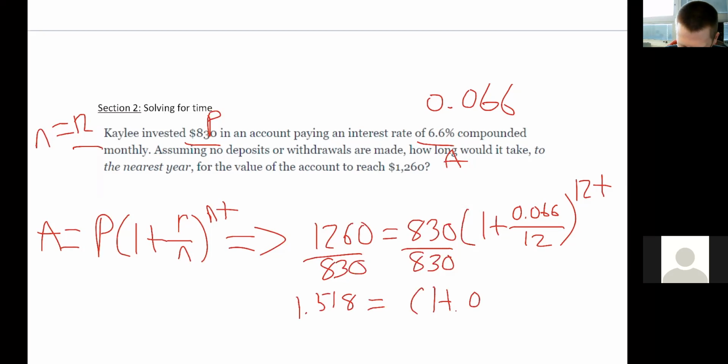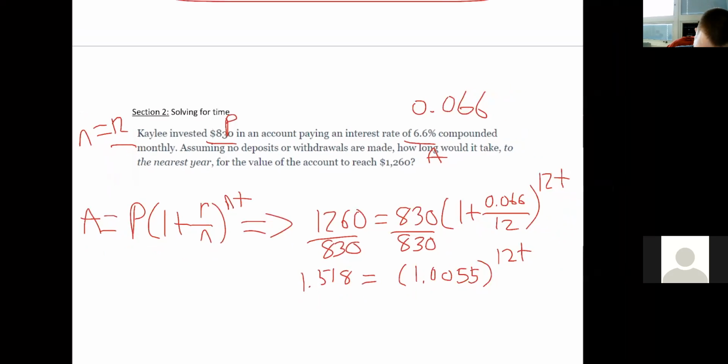And I'm just going to go ahead and simplify the inside of my parentheses. You don't have to do this, but I'm just going to figure out what 1 plus 0.066 over 12 would be. So I just plugged that in. I got 1.0055. You don't have to do that, but I prefer to get rid of it.